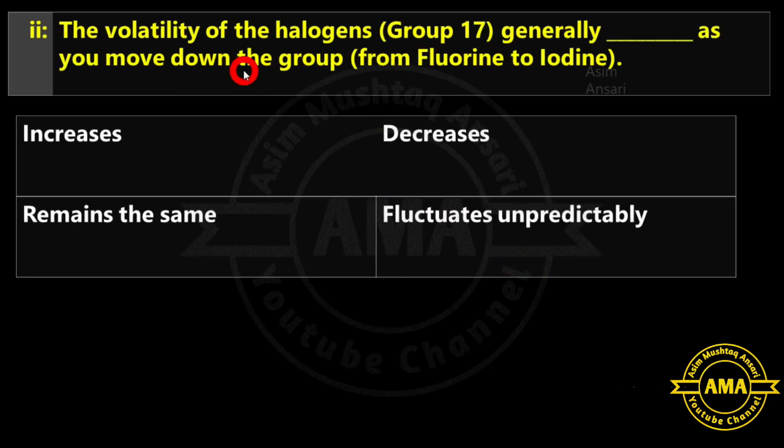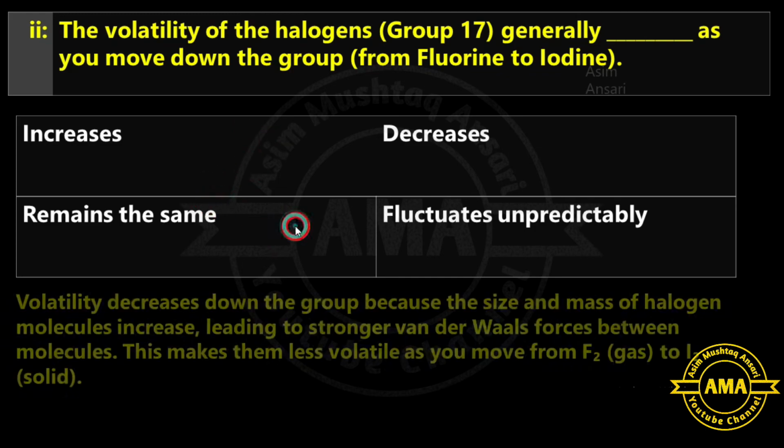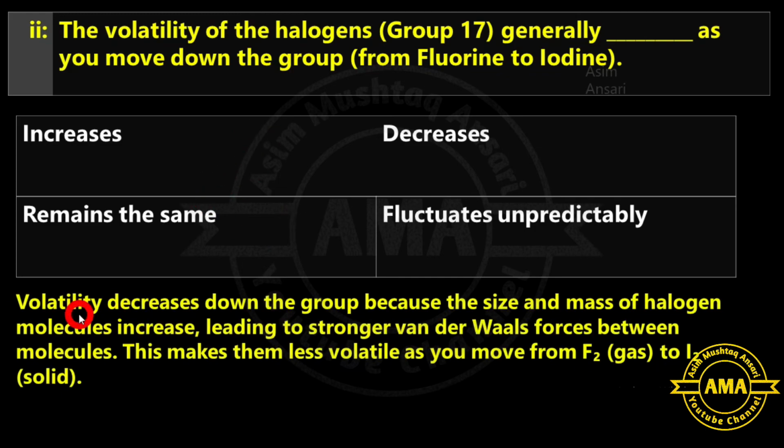Next is the volatility of the halogens. Group 17 generally dash as you move down the group from fluorine to iodine: increase, decrease, remain the same or fluctuate. Their volatility decreases down the group because the size and mass of the halogen molecule increase, leading to stronger van der Waals forces between molecules. This makes them less volatile as you move from fluorine to iodine. So the exact answer is decrease.